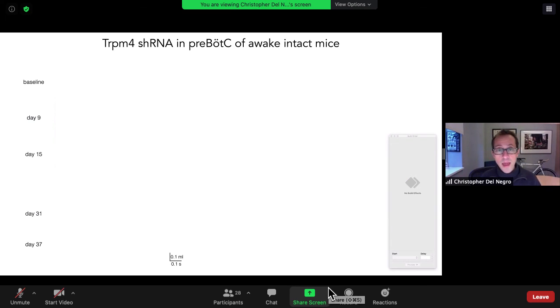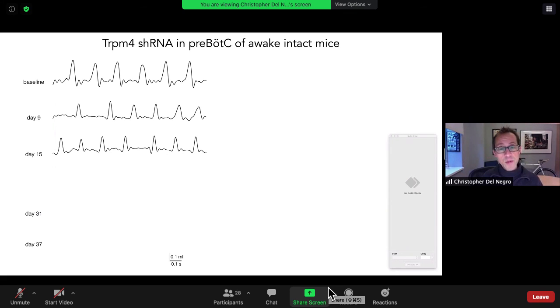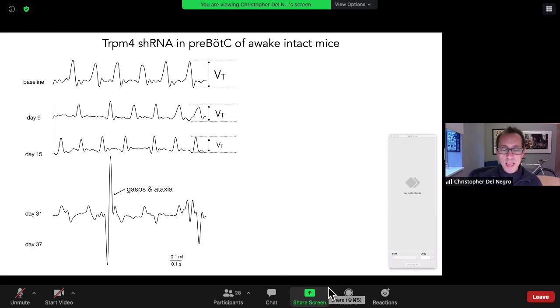I'm going to show you breathing patterns in awake, intact adult mice following the injection of shRNA targeted to TRPM4. These are plethysmography experiments. Here's the baseline breathing activity. Inspiration is up. And by day 9 and 2 weeks after the experiments, we noted a decrease in the tidal volume of the breaths, suggesting some impact on the output pattern. And by 1 month after injection, we noticed gasps and ataxia in the breathing pattern of our cohort of shRNA-injected animals. And by day 37 of the study, more than half of these mice had died of respiratory failure, suggesting that the knockdown of TRPM4 had an impact on the pattern, the output, and that ultimately the failure to be able to generate the proper pattern caused severe ataxia and respiratory failure.